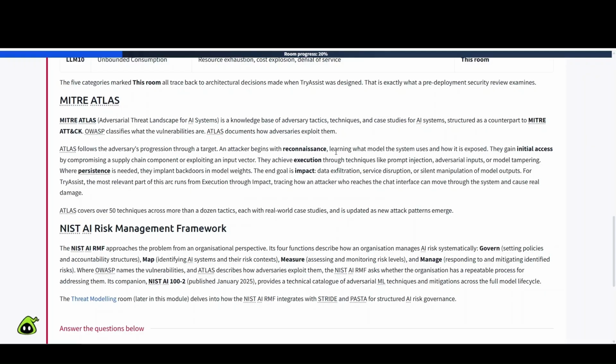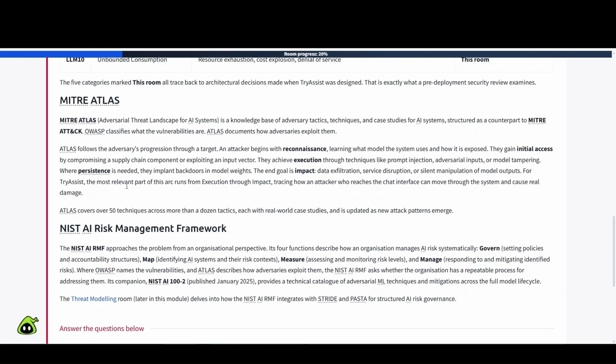An attacker begins with reconnaissance, learning what model the system uses and how it is exposed. They gain initial access by compromising a supply chain component or exploiting an input vector. They achieve execution through techniques like prompt injection, adversarial inputs, or model tampering. Where persistence is needed, they implement backdoors in model weights. The end goal is impact: data exfiltration, service disruption, or silent manipulation of model outputs.